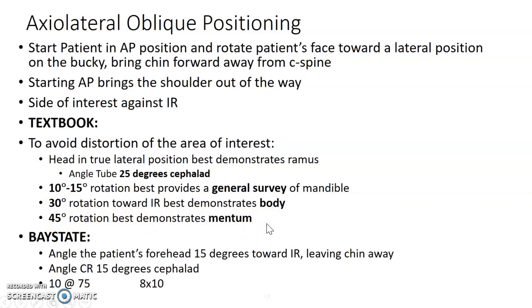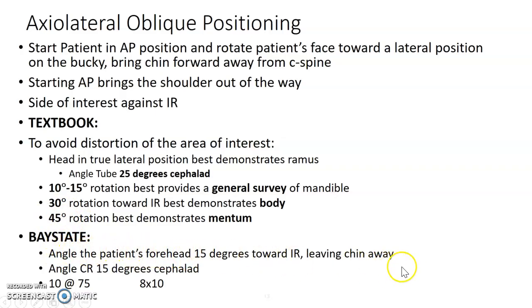Because the midpoint of your chin, when you bring that closest to the board, that's going to identify that mentum. So the highest degree of obliquity shows you that center point.